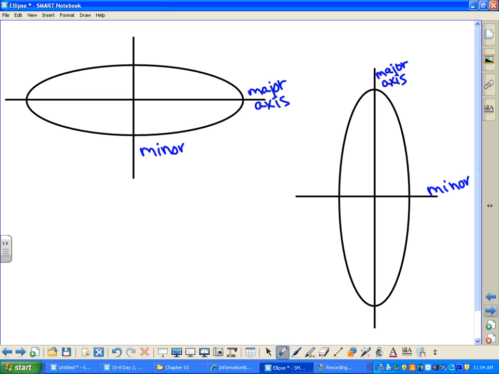Now, it turns out that your foci are always on. Any idea which axis they have to be on? The what? The major axis. The foci are always on the major axis. So sometimes it's the x-axis and sometimes it's the y-axis. It just depends on how your ellipse is opening up. Okay?